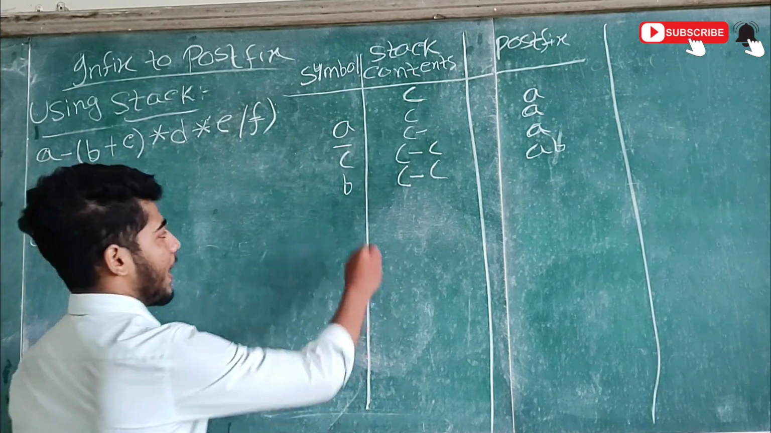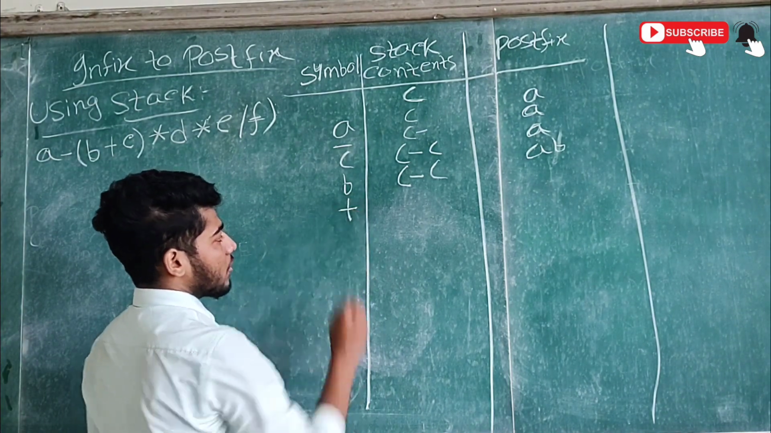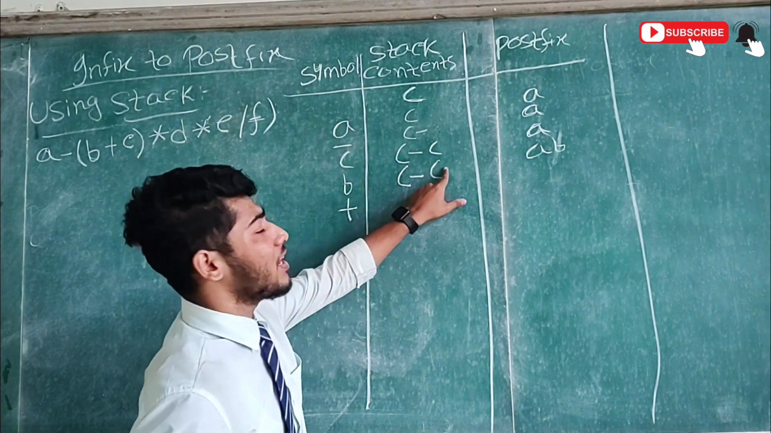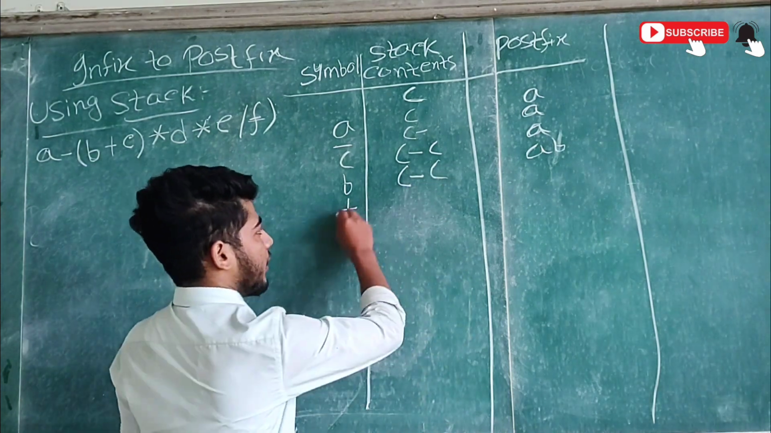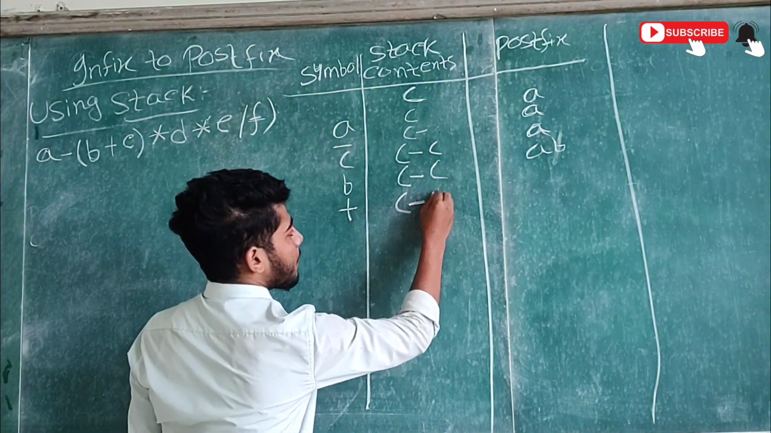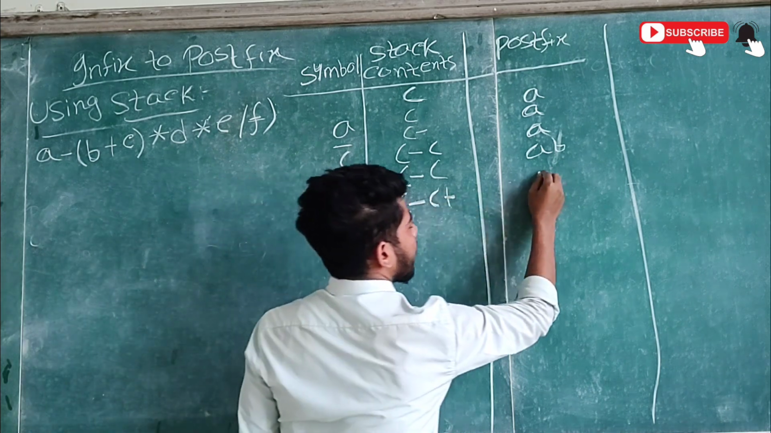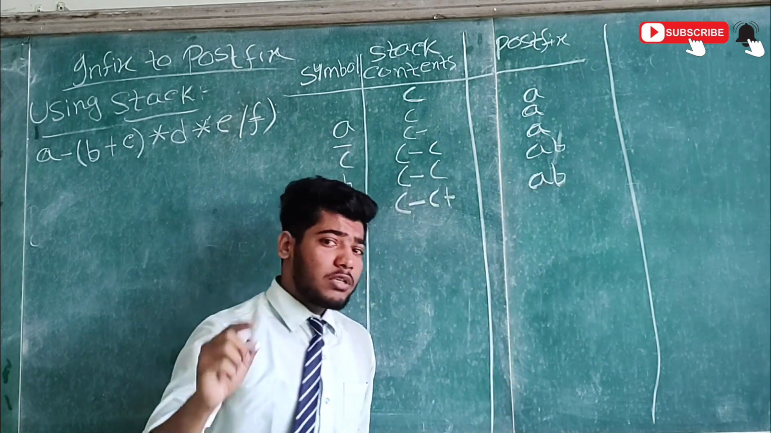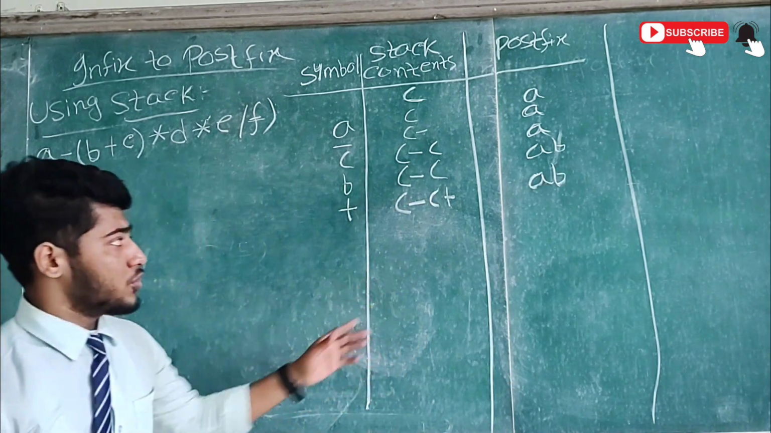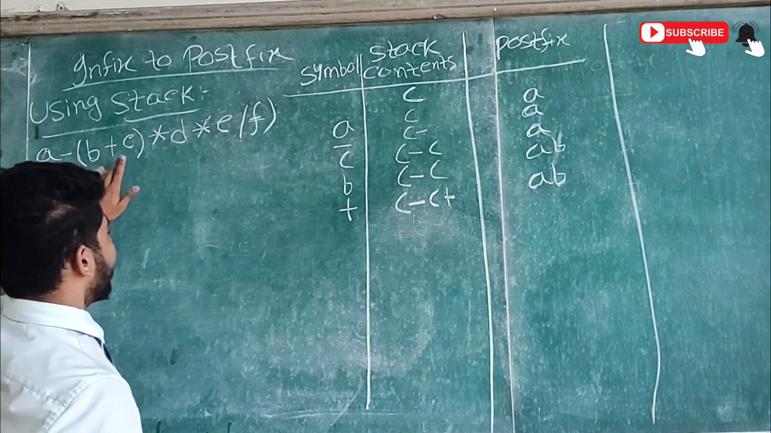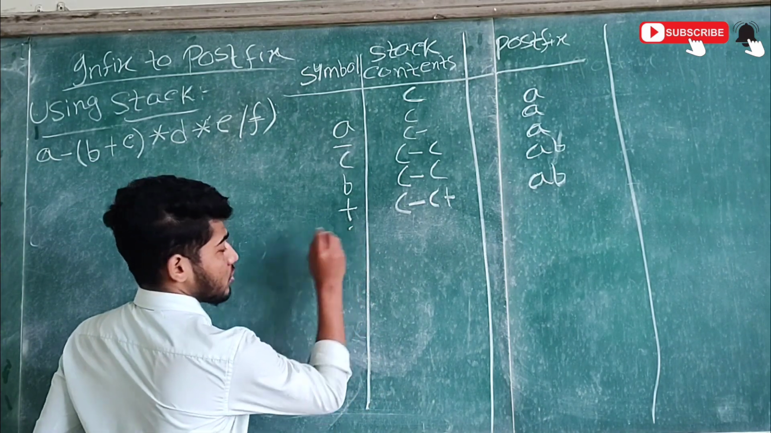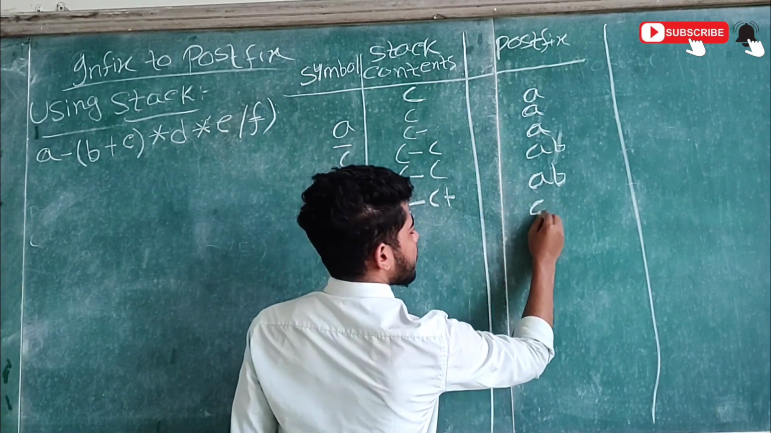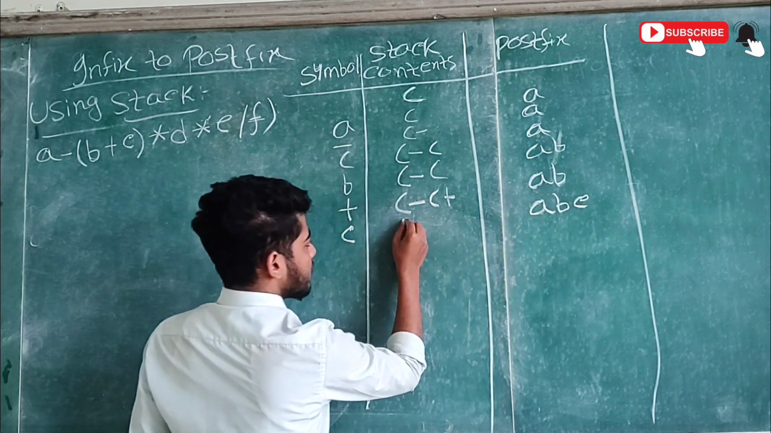Now plus. This is an operator, so check the precedence of the top operator, but there is no operator present, so directly add it to the array stack. I think you will understand this is an easy approach. Then after the plus symbol, the C symbol. C is an operand, so directly add to the array postfix: A, B, C.